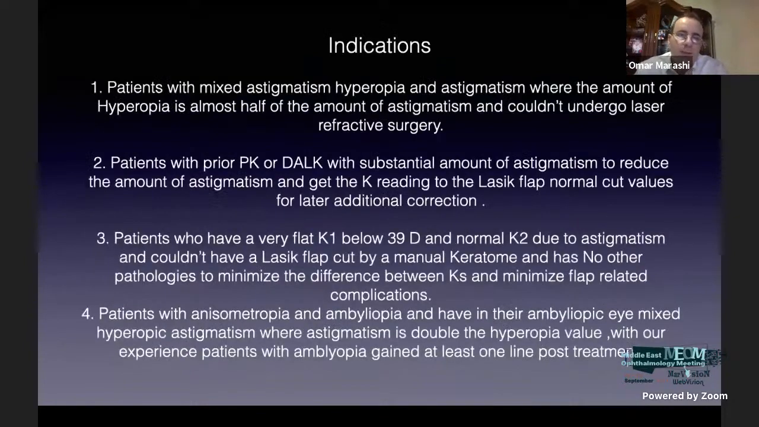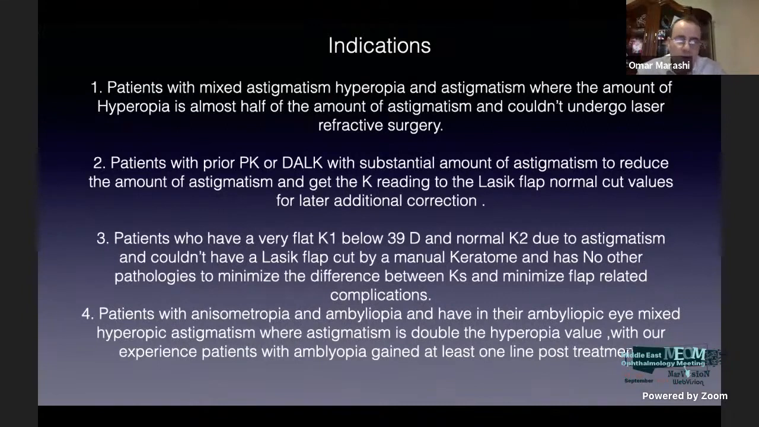Indications are patients with mixed hyperopic astigmatism who cannot have refractive surgery, where the amount of hyperopia is half the amount of astigmatism. Patients with prior PK or DALK with a substantial amount of astigmatism, where the cases are so different, you have a very high difference in K that you cannot simply perform LASIK treatment. Patients who have a very flat K1 below 39 diopters, and you are at risk of having a buttonhole if you use a manual keratome.